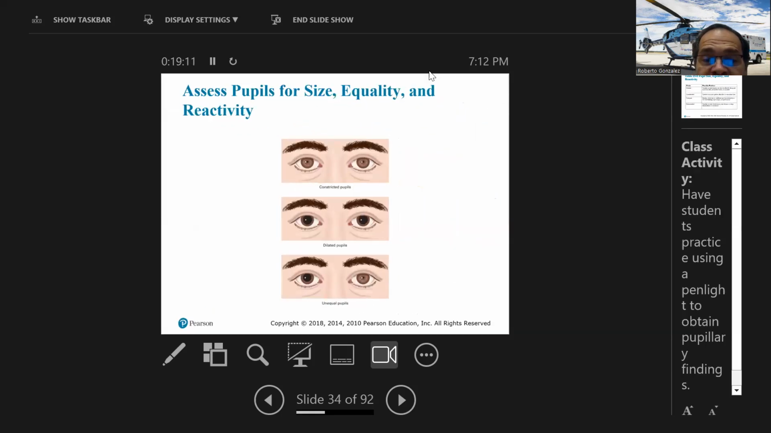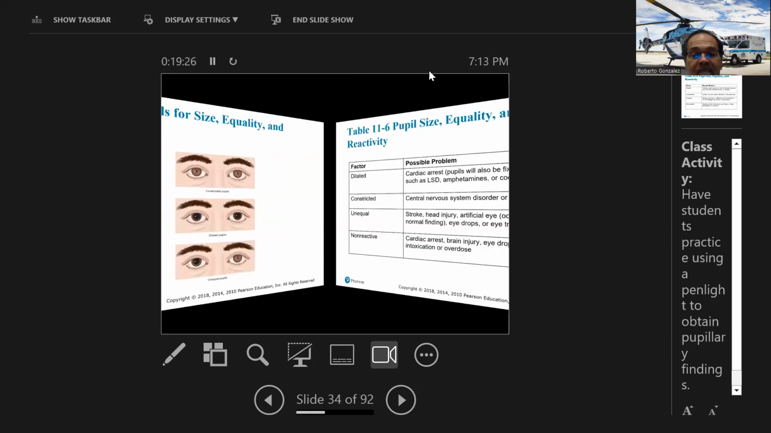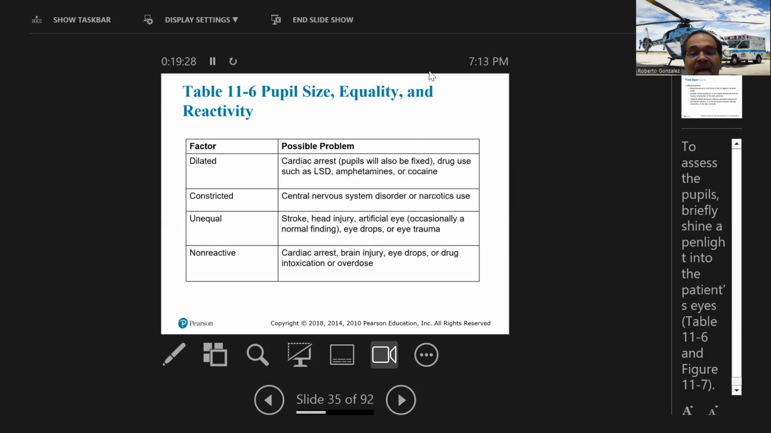So in the top, you have constricted pupils. In the middle, you have dilated pupils. In the bottom, you actually have irregular pupils, so one big and one small. Dilated pupils, cardiac arrest pupils will also be fixed.